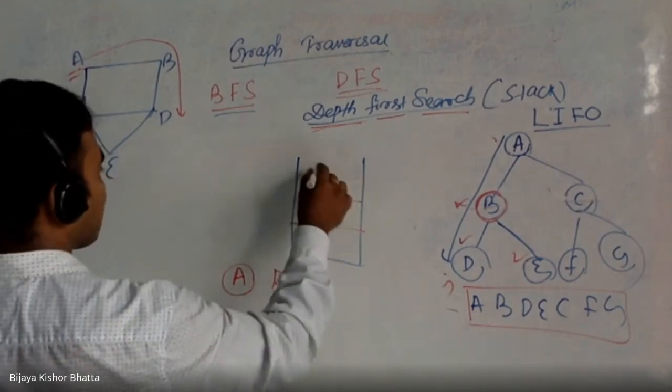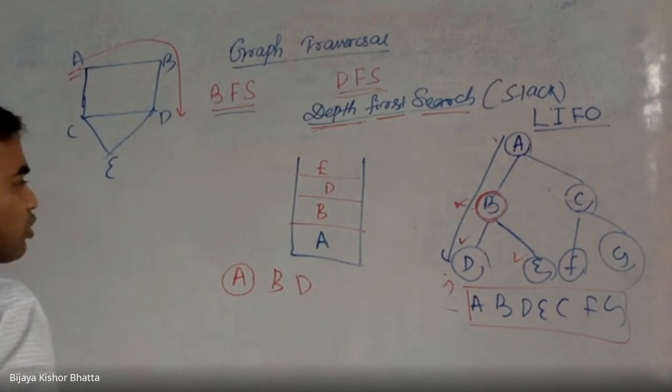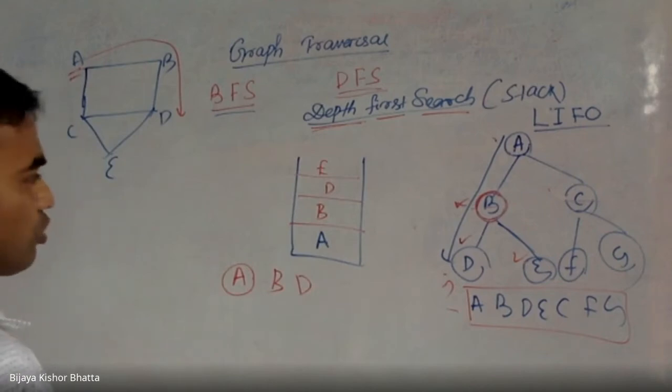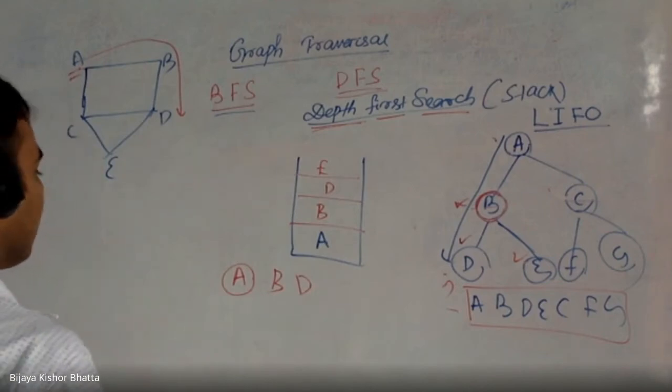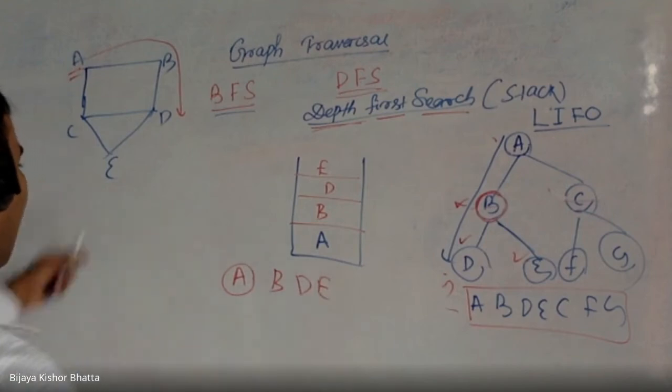So then let me choose E, right? You can choose C also because you have two options. Then I will also process E. Then what will I do?